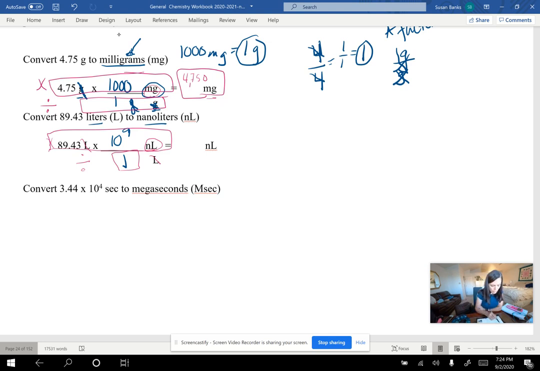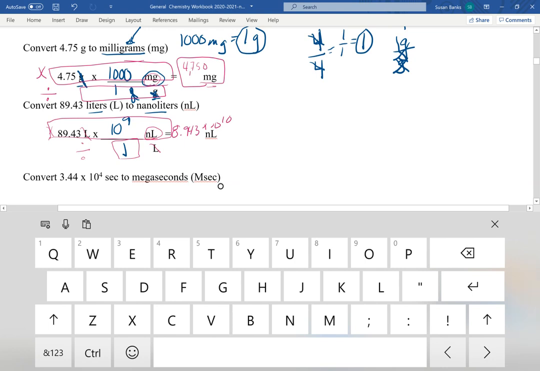So 89.43 multiplied by a billion. That's going to give us 8.943 times 10 to the 10th. Now, some of you will not know how to do this exponent. So I don't know if I can show you really quick. Let's see if I can get my camera here. So let's move my camera around.